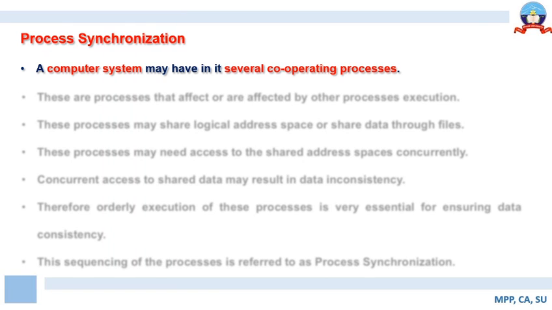As we all know, a typical computer system may have in it several cooperating processes. Here, cooperating processes refers to a set of processes that interact with each other either through shared logical address space or through shared data files in order to realize the very objectives of a computer system.